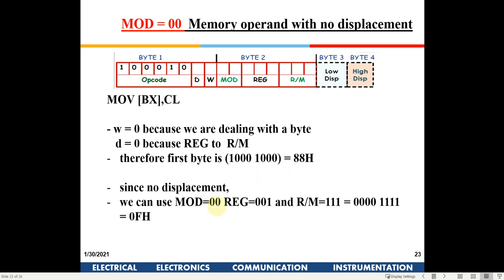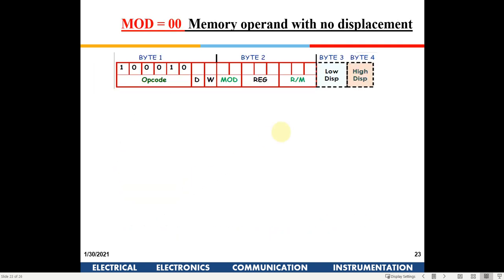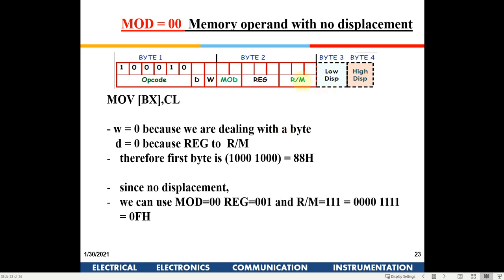And then we use mod. Now what is the mod which we need to use? If you see the mod operation, mod 00, because there's no displacement. So mod is going to be 00. And what are we going to use? We are going to use the address in BX, so R slash M is going to be 111 since it is BX. Is this thing visible to you all clearly? 111 for BX, mod 00. So here mod has to be 00 and this will become 111, and these are not used because there is no displacement. So the final code will be this. Is this code clear to all of you?